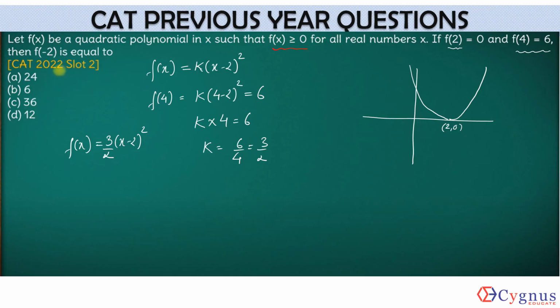You can find any value here. You can find the value of f(x) for any input. What's the input now? Minus 2. So let's put x equal to minus 2 here. So (minus 2 minus 2) whole square. This is minus 4. Minus 4 whole square will be how much? 16. I'll put 16 here. This 2 will cancel out, giving 8 times. So 8 into 3 gives you what? 24. So the correct answer should be the first option. That is 24. Thank you.